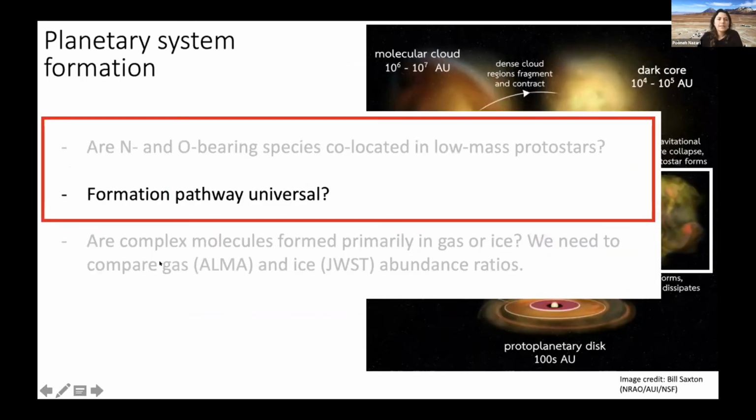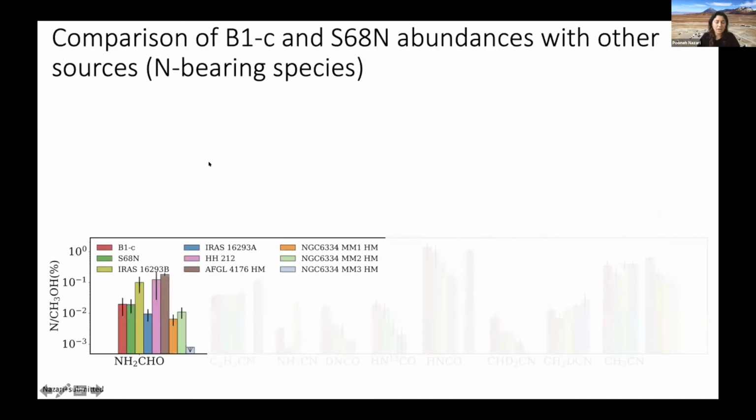So going to the second question: is the formation pathway of a molecule universal? We can compare our results with other sources. So here I'm showing the column density ratio of our molecules with respect to methanol on the y-axis. And on the x-axis, for example here, this is NH2CHO, and the different colors show the different sources that we are comparing ours with. So both high mass sources and low mass sources.